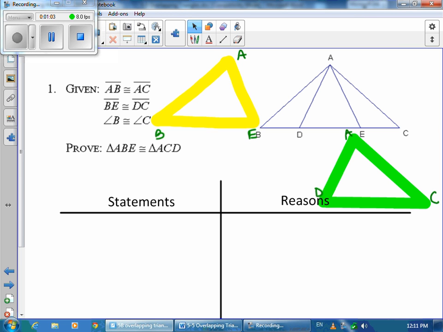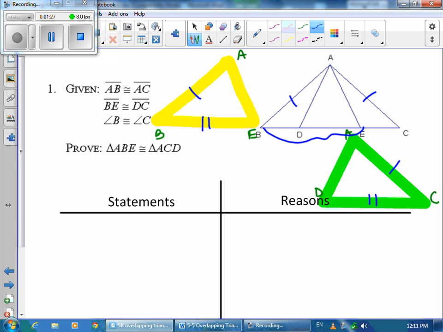So now let's look at what we are given. And I'm going to mark it on both the ones that I separated and the ones on the original diagram. So we're told that AB is congruent to AC. Now we're told that BE is congruent to DC. That's kind of harder to mark on the overlapping one. Here it gets tricky, that's why it's better to draw it out separately. And then we're told that angle B is congruent to angle C.